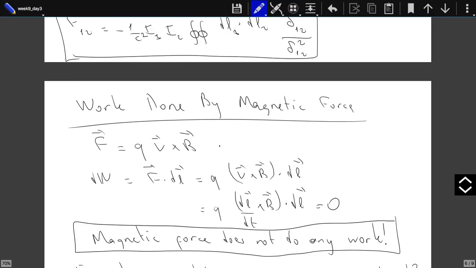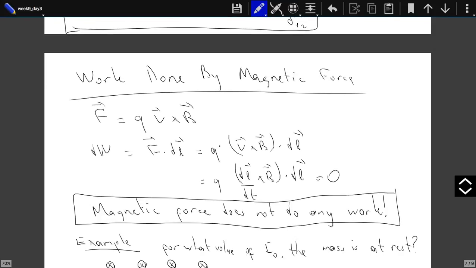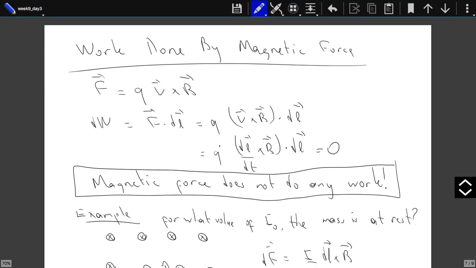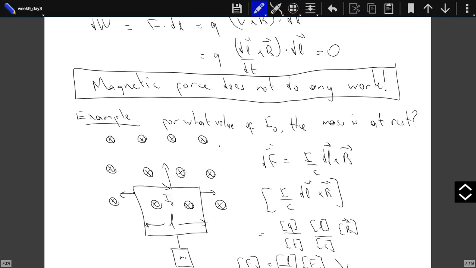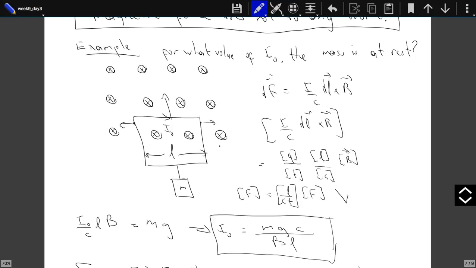And then finally we were looking at the work done by a magnetic force, and what we said was the magnetic force does not do any work. Whatever the circumstance is, magnetic force never does work. And then we had this example.